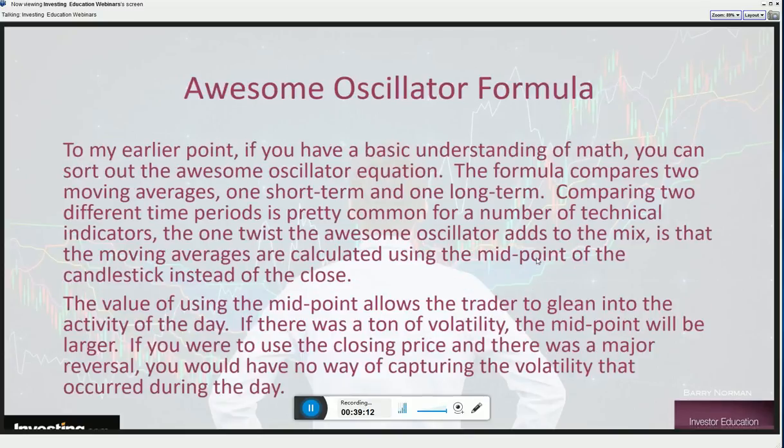Okay. To my earlier point, if you have a basic understanding of math, you can sort out the awesome oscillator equation. The formula compares two moving averages, one short-term and one long-term. Comparing two different time periods is pretty common for a number of technical indicators. The one twist the awesome oscillator adds to the mix is that the moving averages are calculated using the midpoint of the candlestick instead of the close.